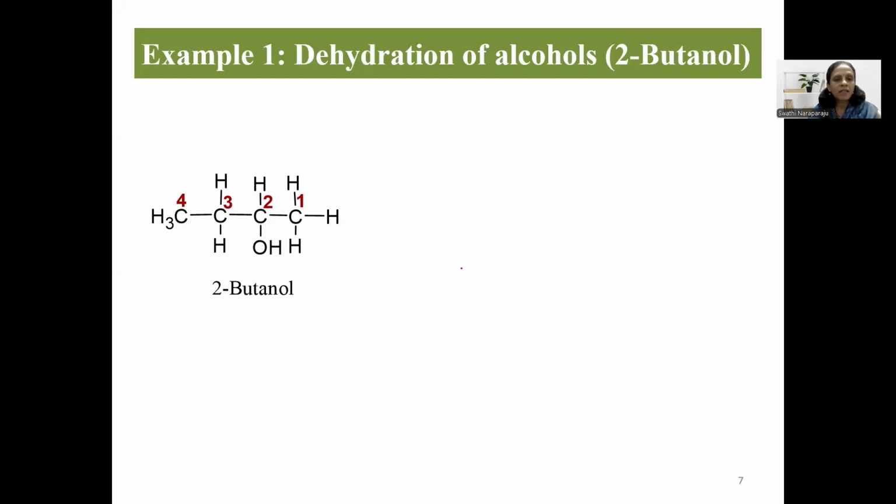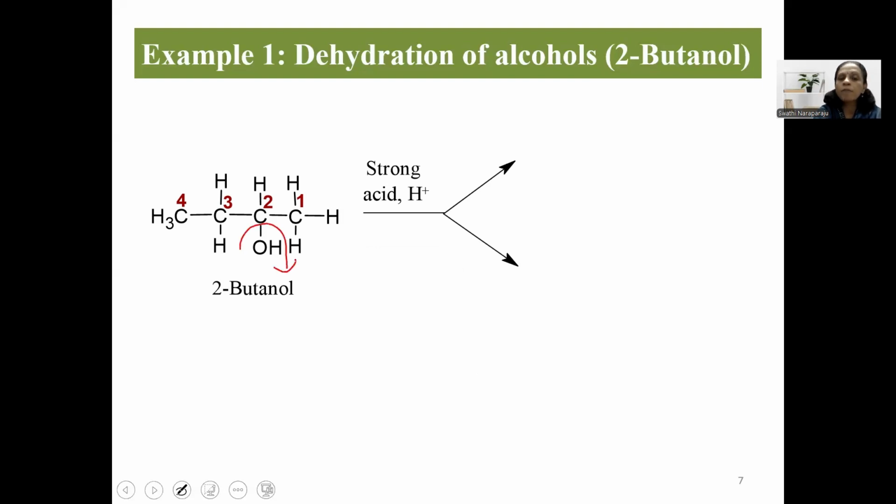Dehydration is one of the characteristic reactions of alcohols. So alcohols undergo dehydration in the presence of strong acids such as sulfuric acid or hydrochloric acid. So if you look at the structure of this molecule, hydroxyl group will be removed from the second carbon. Now coming to the removal of hydrogens, here 2 chances are there. Either hydrogen present at first carbon atom can be removed, that is removal of hydrogen from C1, or hydrogen can be eliminated even from third carbon also. So here 2 chances are there.